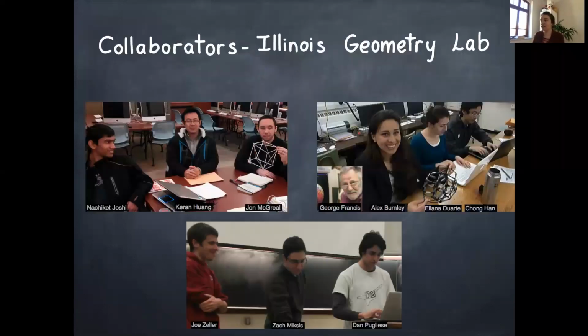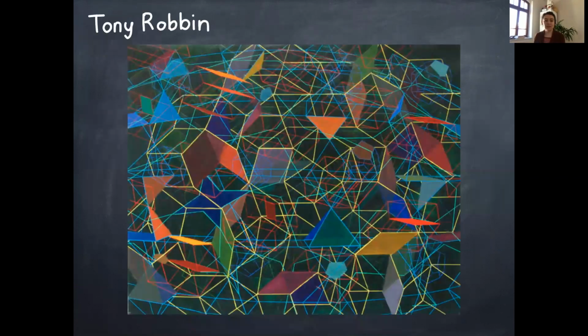So let's start with my collaborators. This is a project that I started doing in the Illinois Geometry Lab together with Professor George Francis. And we worked with several undergraduate students that you can see on the slides, working with different kinds of frameworks. And the reason we started working on this project was because of Tony Robin.